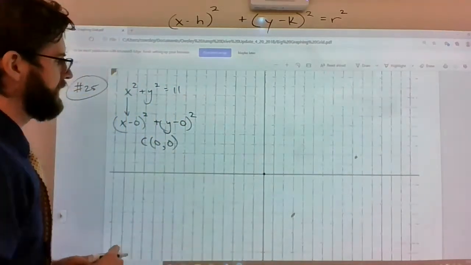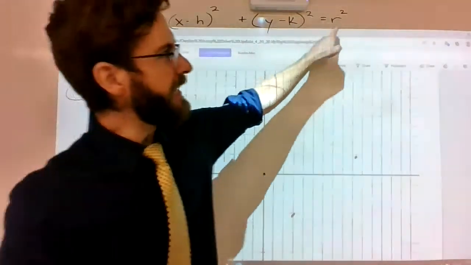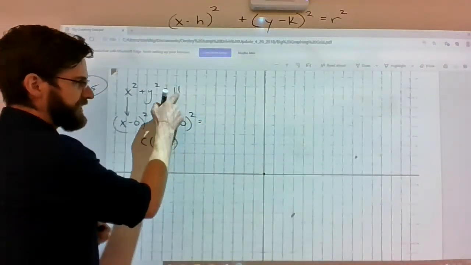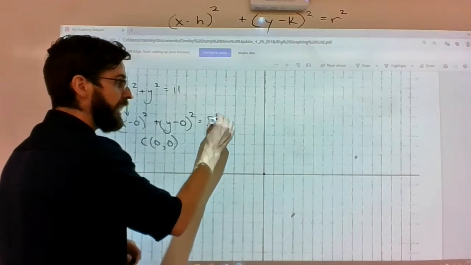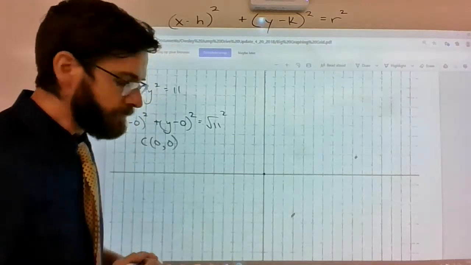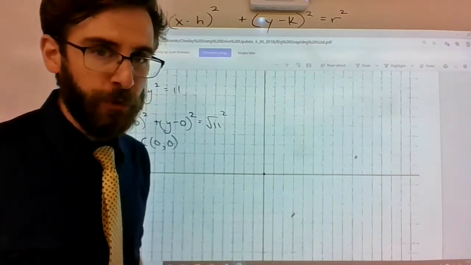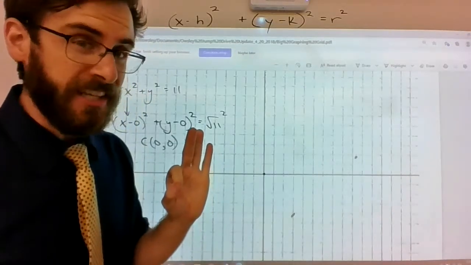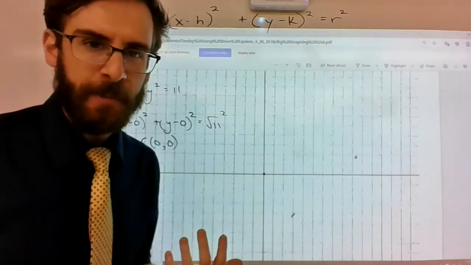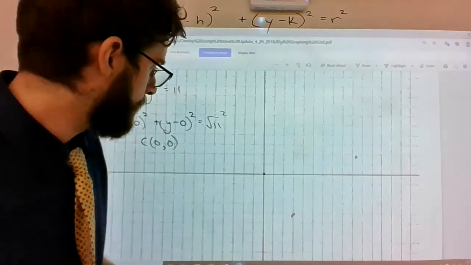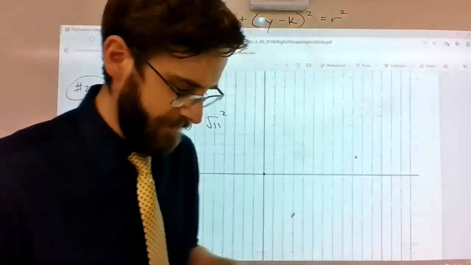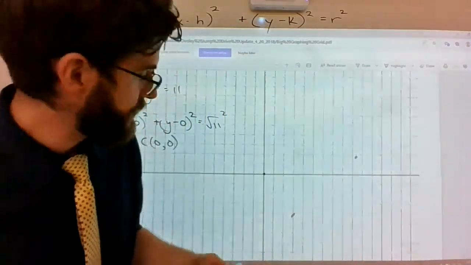All right? And then the radius is squared in a circle equation like this. So something squared gives me 11. Root 11 squared is what gives me 11. So my radius is actually square root 11. I could plug that into a calculator, but I also know that root 9 is 3, root 16 is 4. So if I got between 3 and 4, closer to 3, I could probably estimate that it's like 3.2, 3.3, 3.4? But let's be exact. Root 11 is 3.316.